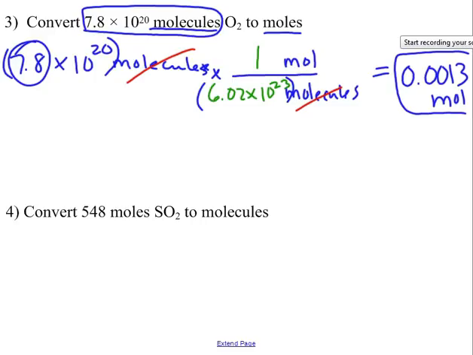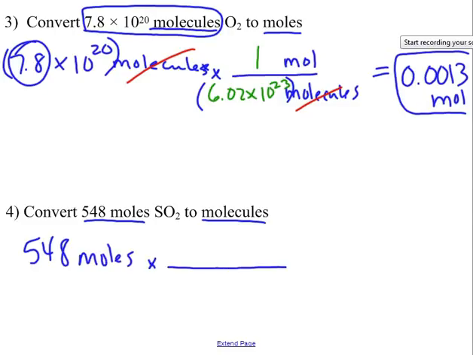Number 4, we are starting with 548 moles, and we're trying to convert that to molecules. So it's really just the reverse conversion of what we just did. Starting with a number given, 548 moles. It's going to be a single step problem. I'm going to put moles in the denominator and molecules in the numerator. The equivalent statements are always 1 mole is equal to something. So 1 mole is equal to 6.02 times 10 to the 23.